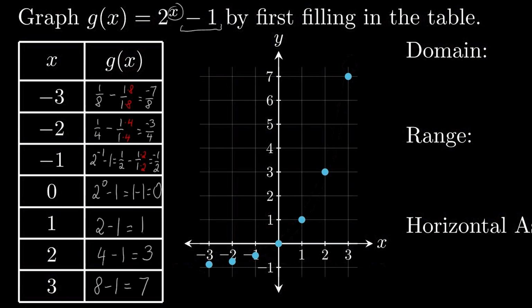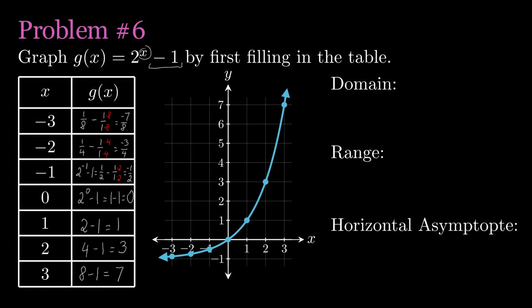Now we have enough points to join them with a nice smooth curve that extends in both directions. And we can identify the properties of our function. The domain, as for all basic exponential functions, is all real numbers, since we have no constraints for the domain, so the interval from negative infinity to infinity.